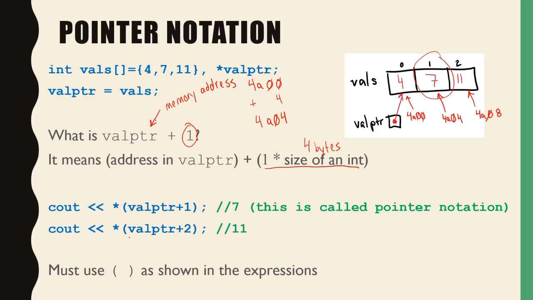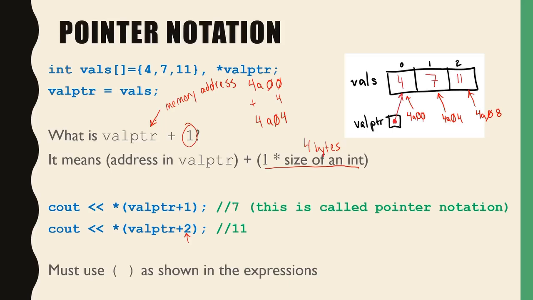Let's look at the next one, val pointer plus 2. Well, if val pointer holds the memory address of the array 4A00 and we add 2 to it, it's really adding 2 times 4 bytes, which is 8 bytes. And that takes us to 4A08. Well, 4A08 is the third element in the array with index 2. So notice this number is always the index number. And then we're dereferencing it, so we're actually talking about the value that 4A08 points to, which is 11.